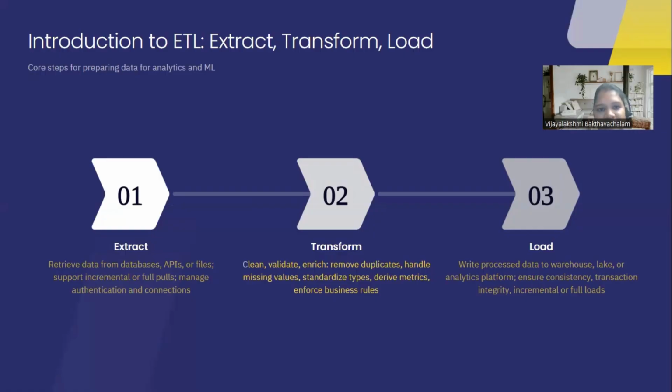The first E stands for extract, meaning we are retrieving the data from data sources, and then transform. This is where we clean, validate, enrich the data. Feature engineering happens in this stage of the ETL pipeline. And once we have the data, it is loaded into a data warehouse, lake, or a lakehouse based on the use cases.